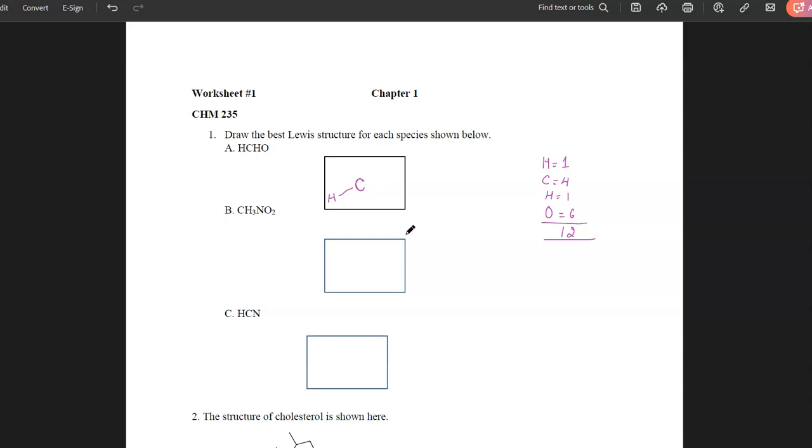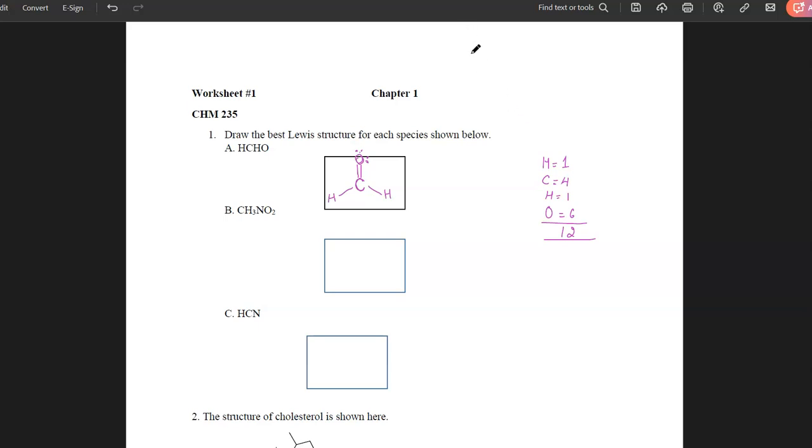So we have one hydrogen here, and also remember that we have to fulfill the valencies of each of these atoms. So the best way to draw the Lewis structure for this molecule would be this way, where we have two hydrogens connected to the carbon, oxygen with a double bond to carbon, and then two lone pairs surrounding the oxygen atom.